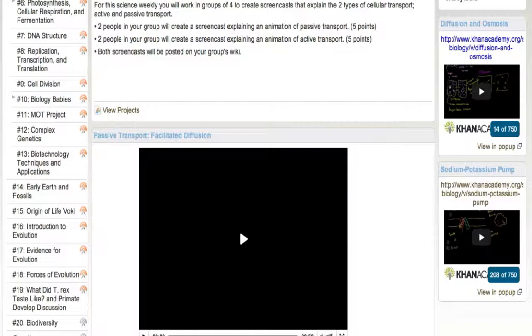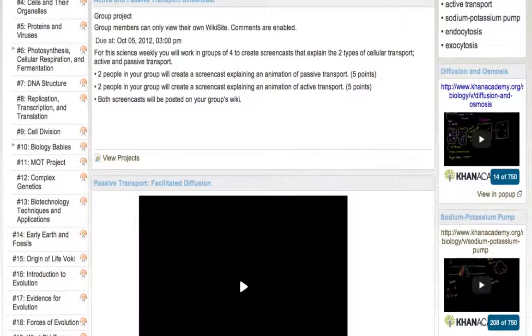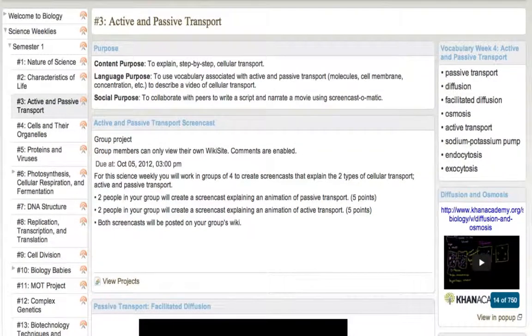In the future though, what I would really like to do to provide some more supports for them is to maybe make some screencasts that go through each of the vocabulary words where I'm doing a think aloud, because I think that that would provide some further support while also utilizing the technology.